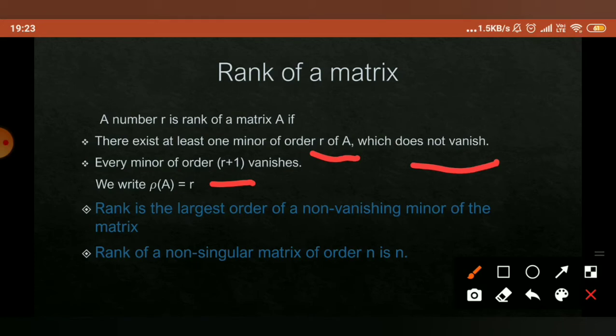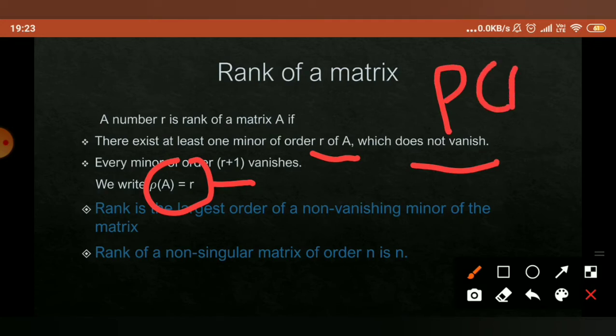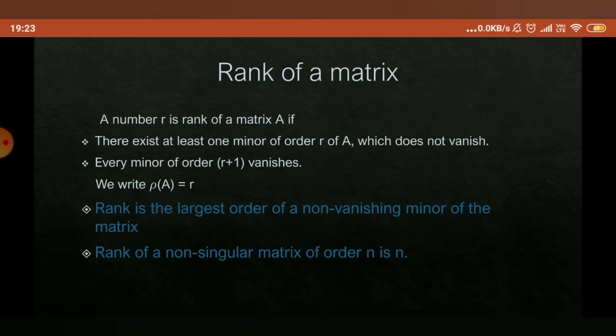So rank is denoted by this symbol. This is the symbol of rank, rho. It is known as rho. So this is rank of A. It is written in this way. So this is the concept of rank.